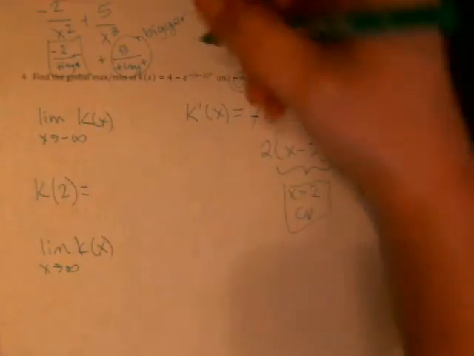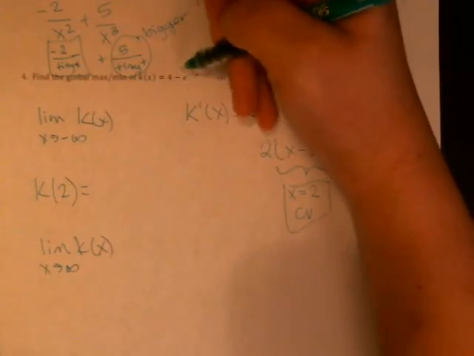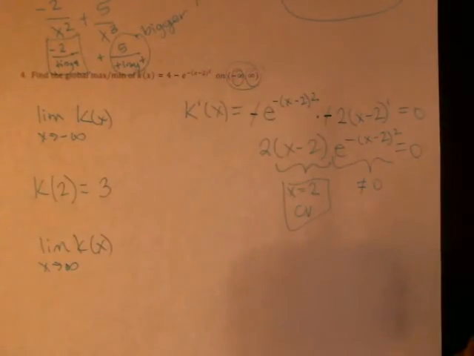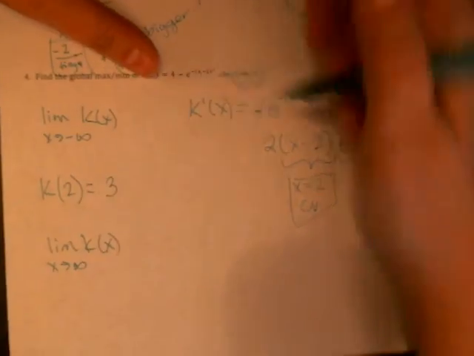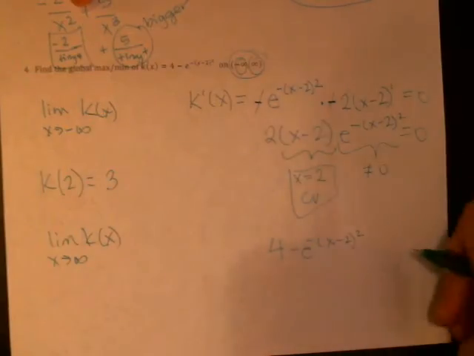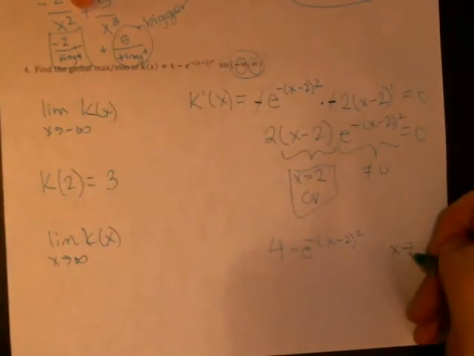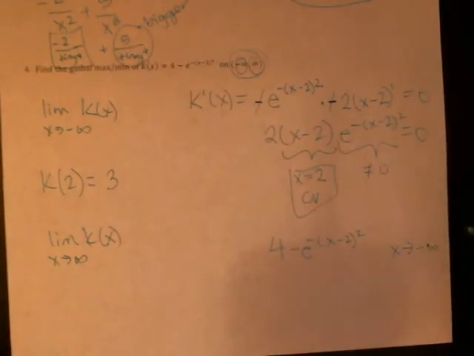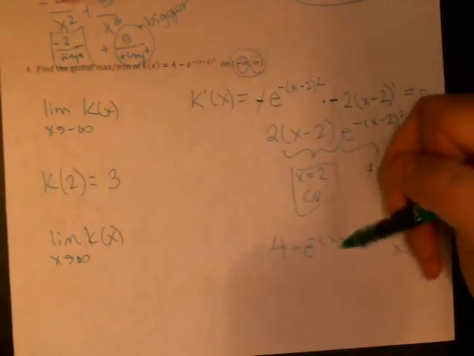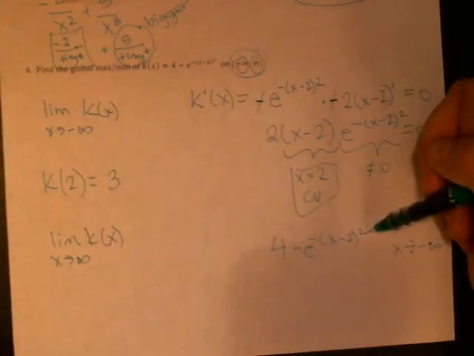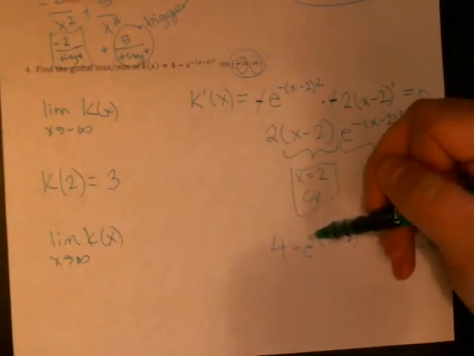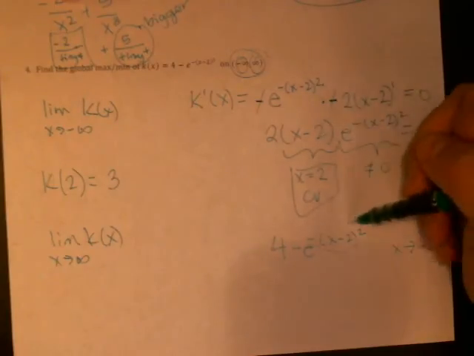And k of 2 is 4 minus e to the 0. E to the 0 is 1, so 4 minus 1 is 3. And now we need to do that limit thinking, and this is actually really important calculus thinking. So if I'm looking at 4 minus e to the negative x minus 2 squared, and x is going to negative infinity, okay, so negative infinity, a huge, huge negative number, but then I square it, it becomes an even bigger positive number, but then I multiply it by negative 1, and I have a monster big negative power.